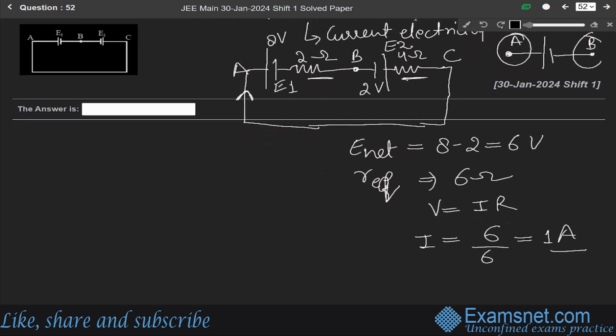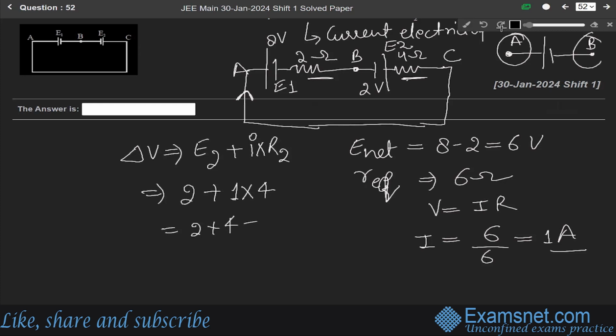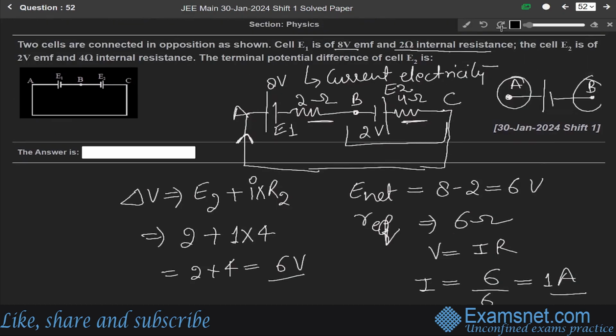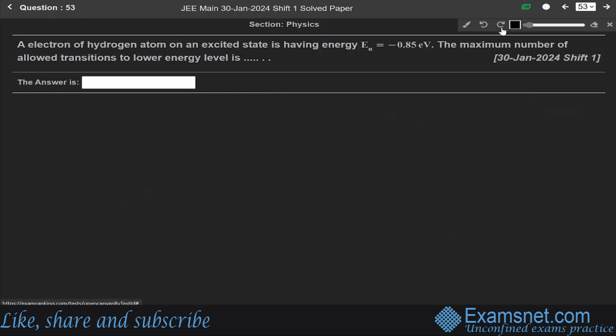Now we have to find the potential difference. So potential difference delta V across E2 will be equal to E2 plus I into R2. E2 is 2 volt plus I is 1 ampere and R is 4. So it will be equal to 2 plus 4, means 6 volt. So the potential difference across this E2 will be 6 volt. Now next question, question 53.